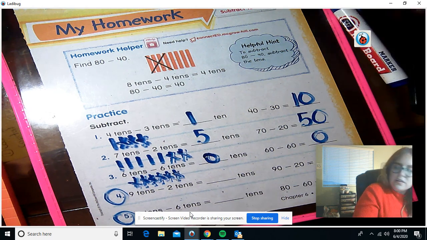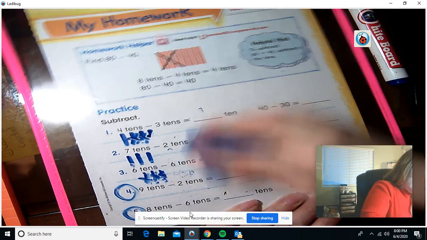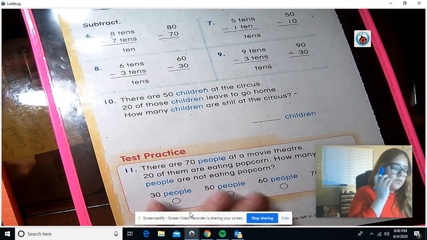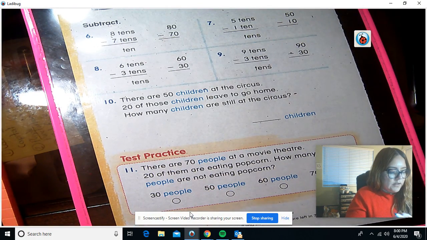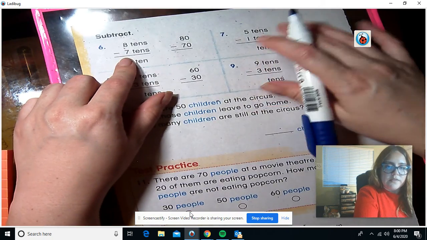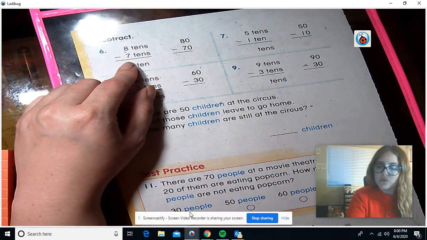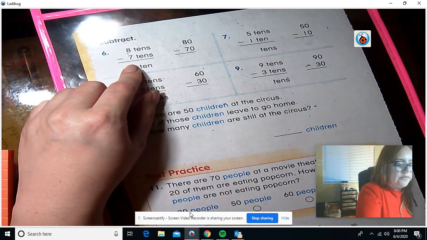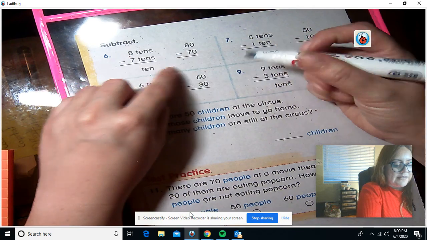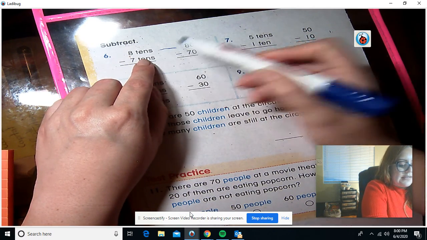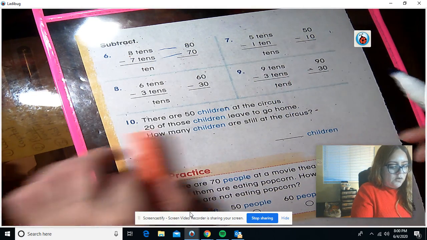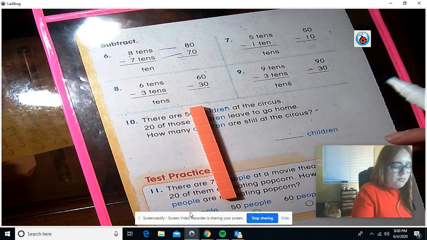We're going to turn the page to the back side. We're only going to do number 6 and number 10 together. Okay, so let's look at number 6. It's the same thing, it's just written in vertical form. So we have 8 tens minus 7 tens and 80 minus 70. 8 tens is the same as 80 and 7 tens is the same as 70. So I'm going to show you with the blocks first.